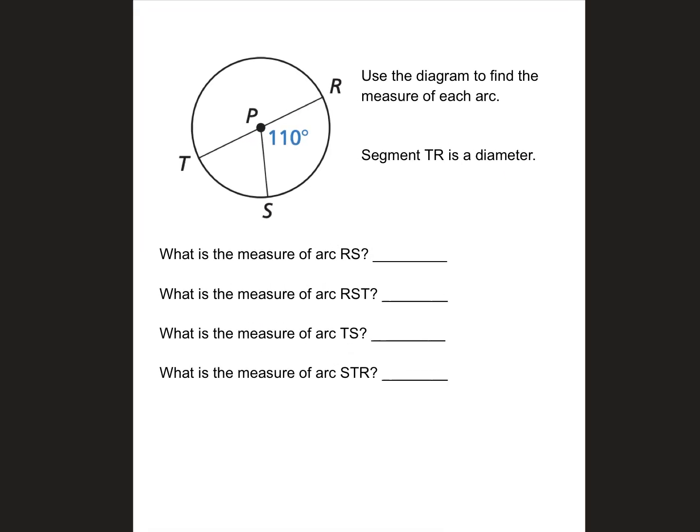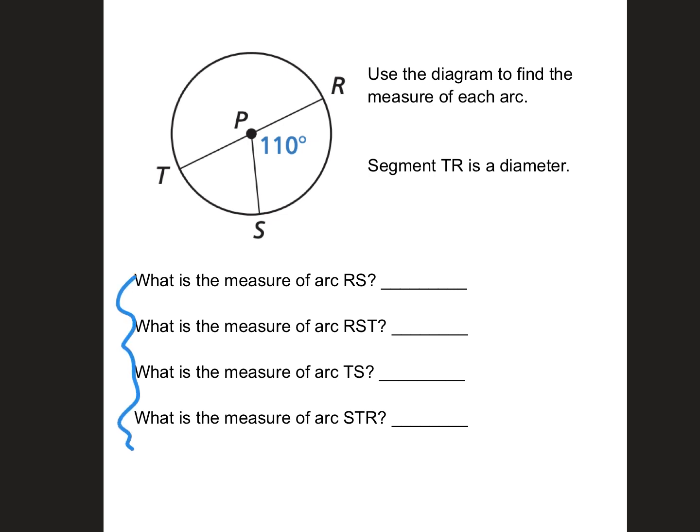Okay, so let's just take a quick look. Before I answer any of these questions down here, I want to label all of the degrees and everything that I know about this picture so far. Okay, so that will make answering those questions on the bottom very simple. So I know that TR is a diameter. So that means this cuts my circle in half, which means this top part is going to be 180 degrees, which means the bottom half is also going to be 180 degrees. And if I already know that this is 110, then I know that this has to be 70 degrees.